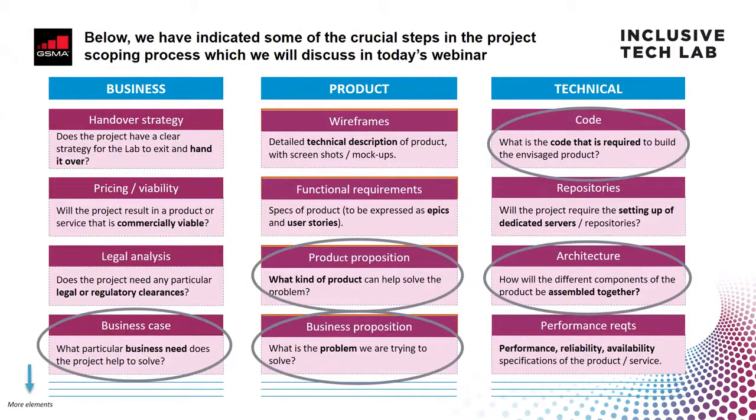What you've got on the slide now are some of the elements that we will be going into much more detail today, and with the help of business case, product proposition, business proposition, code, architecture, which you see highlighted on your screen, we will use a couple of hypothetical project examples to show you how the lab approaches an opportunity, a project, and looks at it from multiple angles to assess its viability.